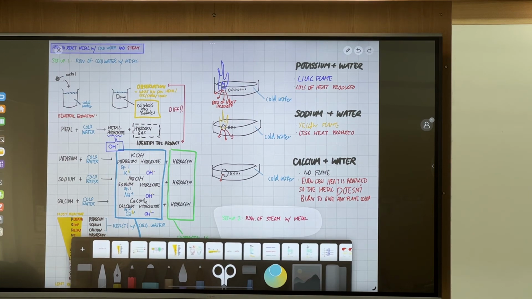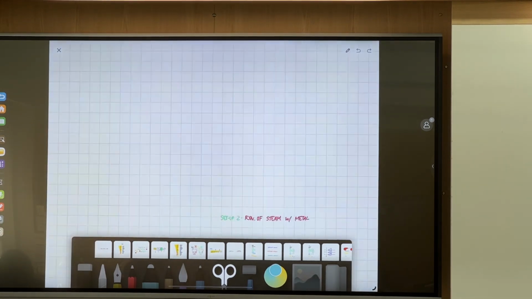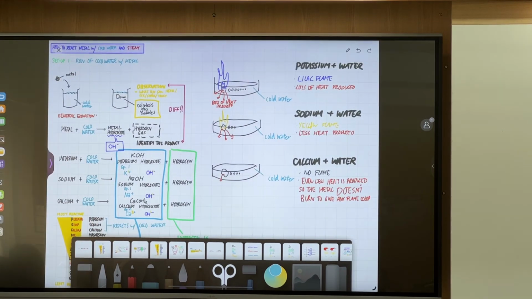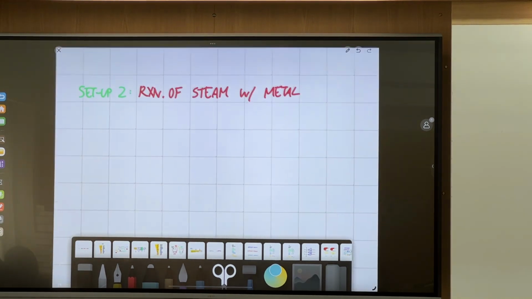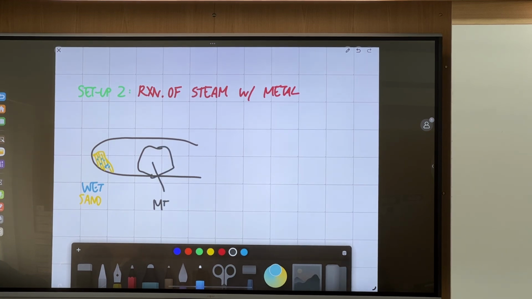So can you turn to another page here and write down the second reaction? The reaction with steam. To react metals with steam, you need a special setup. First, you need to put some wet sand. So this is sand, and this is soaked in water. It's wet. And then you will be heating the metal in here. So you put a lump of metal at this position.